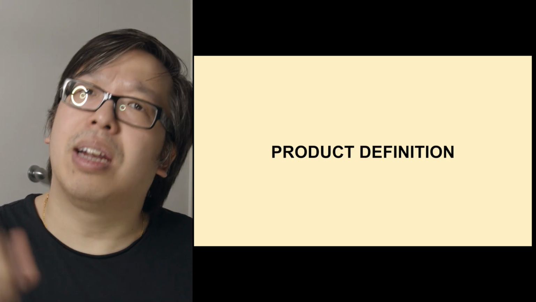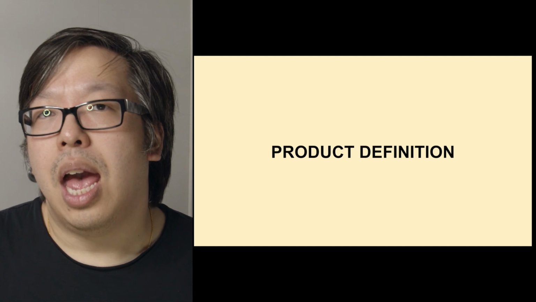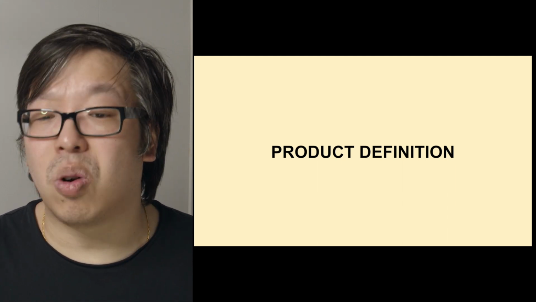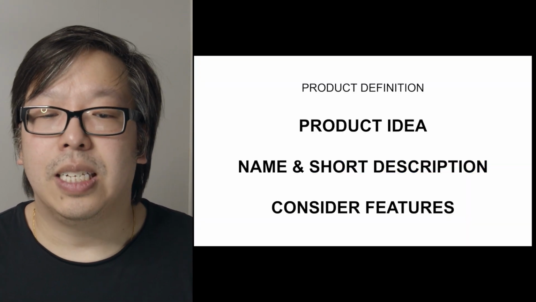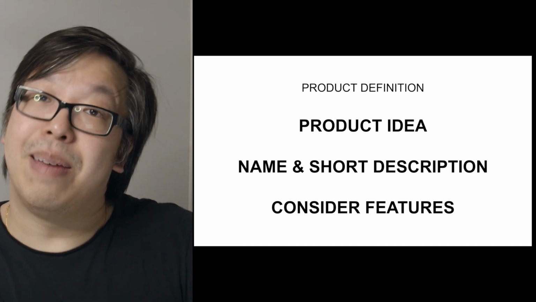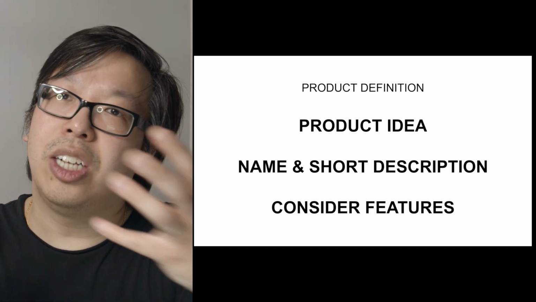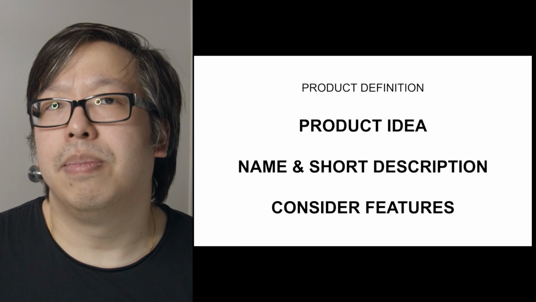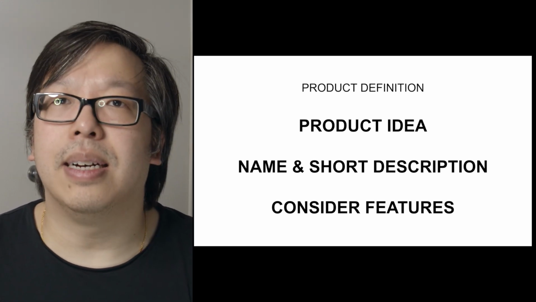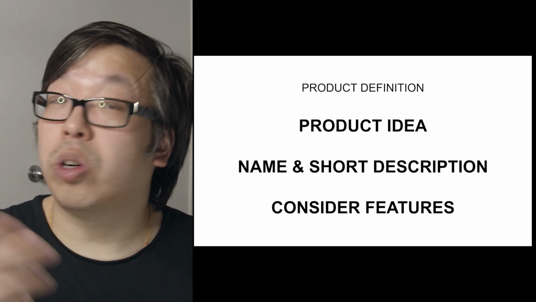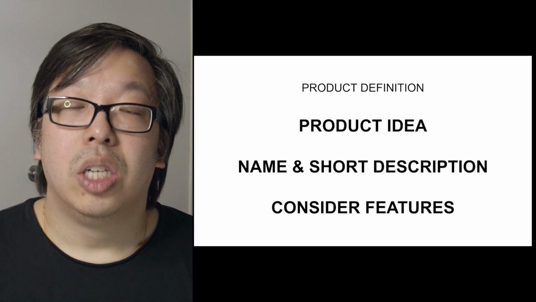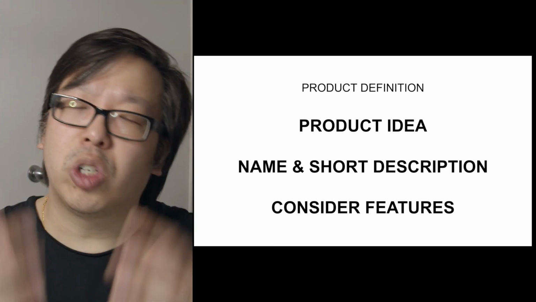So you guys are going to be brainstorming ideas. You're going to be coming up with ideas, and ultimately, what you want to deliver is a product definition. Okay, and what a product definition is is very simple in this course. A product definition is basically a name and a short description of that idea. That's it. You come up with a name for the idea, the product, and you give it a short description.